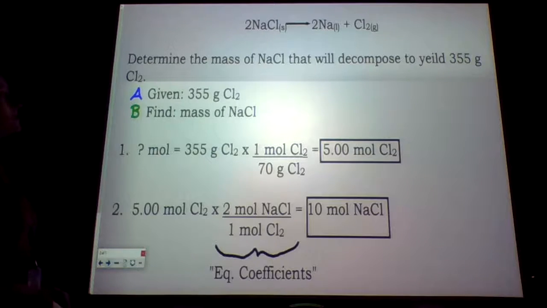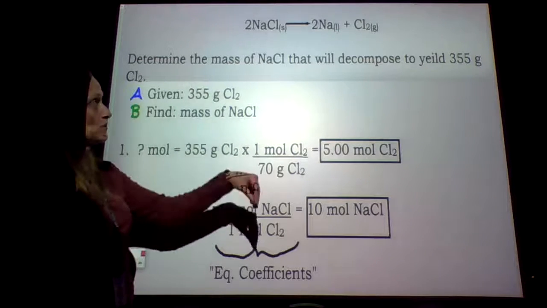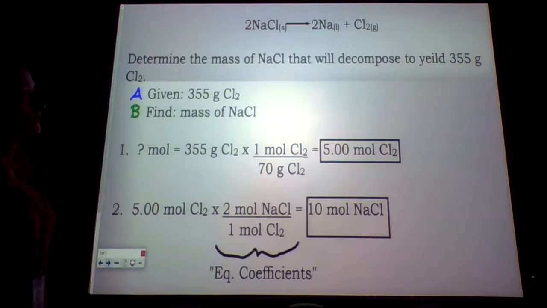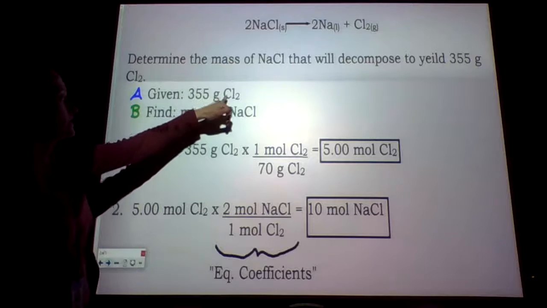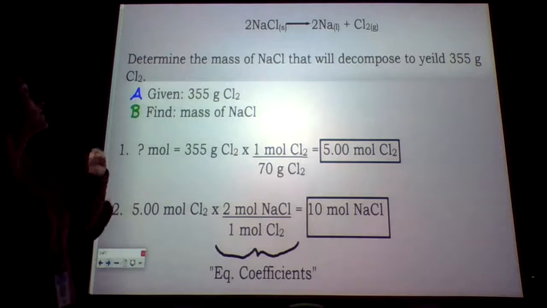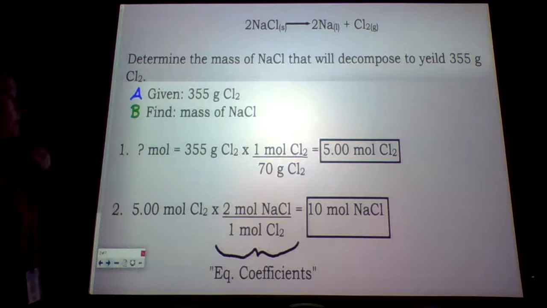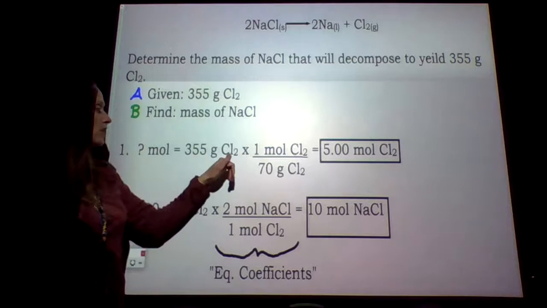In our first balanced equation, we're looking at breaking down sodium chloride into its two elements, sodium and diatomic chlorine. So we're going to determine the mass of sodium chloride that breaks down or decomposes to make 355 grams of diatomic chlorine. So make your list of given and find. So we're given 355 grams of diatomic chlorine, and we're trying to find the mass of sodium chloride. So I label these A and B. So we're going to start with your given. So we're given 355 grams of chlorine.